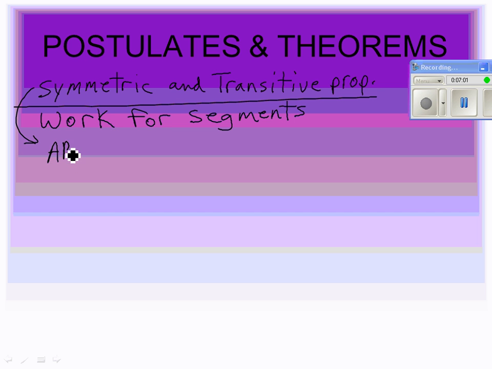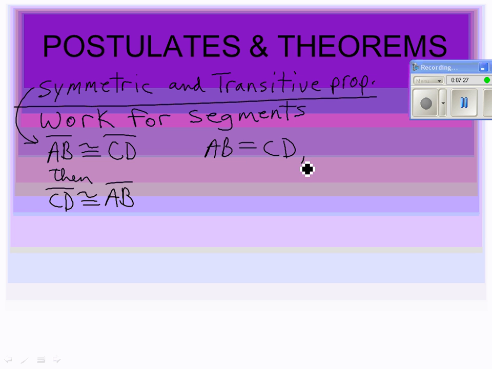Symmetric property says if segment AB is congruent to segment CD, then, remember, all symmetric property does is flip them around. So then we know segment CD has to be congruent to segment AB. Transitive property, just real quick. If segment AB equals segment CD, and segment CD equals QR, then we know AB equals QR.